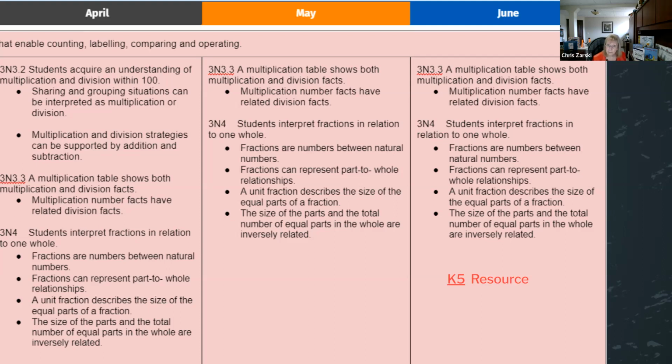But the N4 is the one that we said we would spend a little bit of time revisiting. We have spent a fair bit of time talking about fractions already, but we want to talk about fractions in terms of bridging now. So we're really looking at, do they understand what a fraction is? Do they understand that it's a relationship?